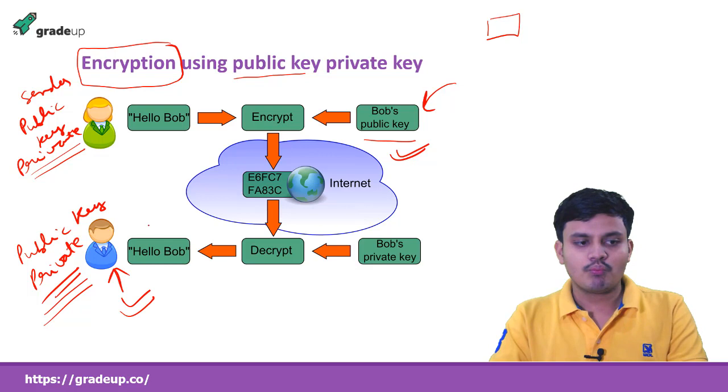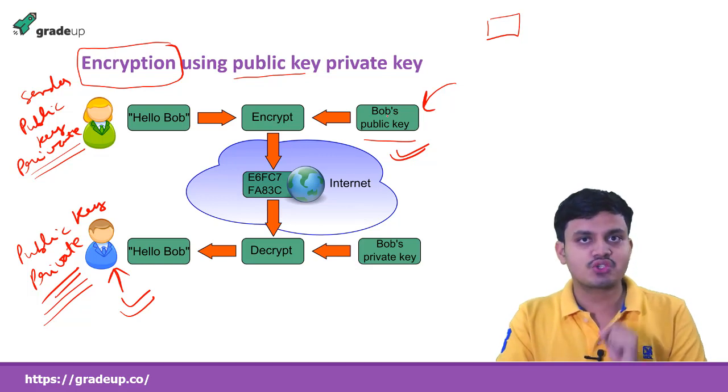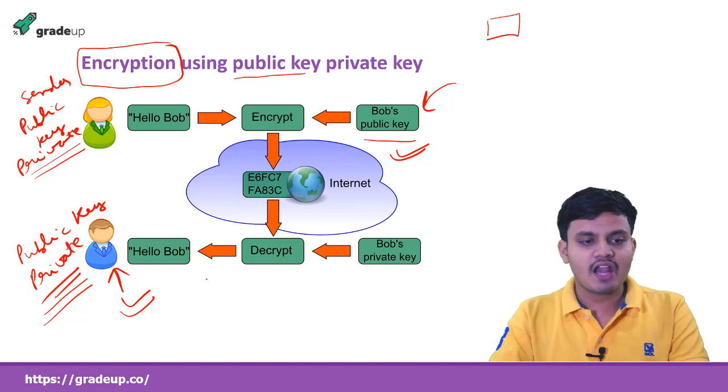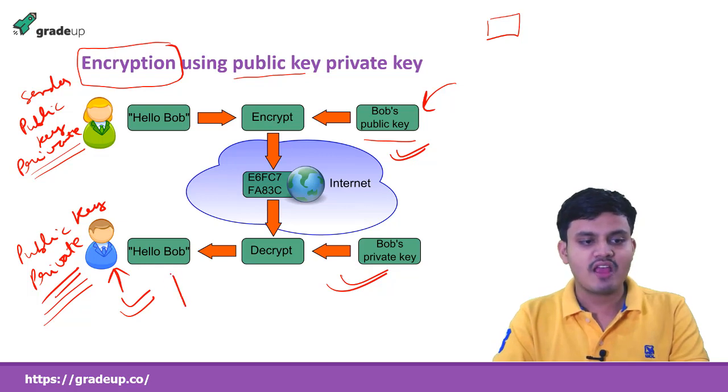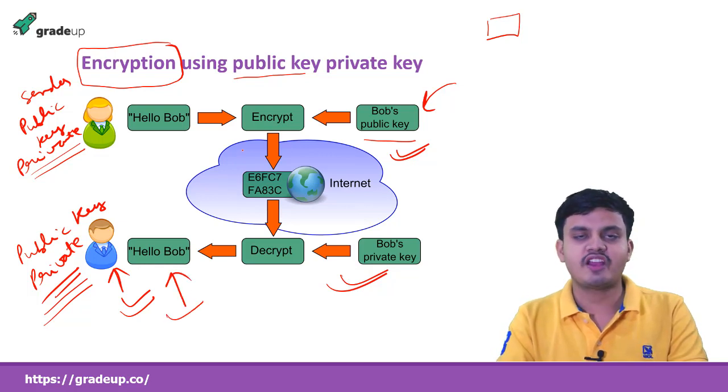Okay, the same: if we encrypt it using a private key, then the public key of that person is going to open it. So we are using Bob's public key because we have access to Bob's public key. We encrypt the message, it goes through the internet, and now Bob has his own private key. Using this private key, he decrypts it and Bob gets the message, "hello Bob." Now Bob will send it.